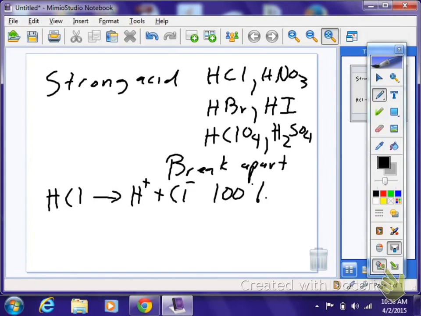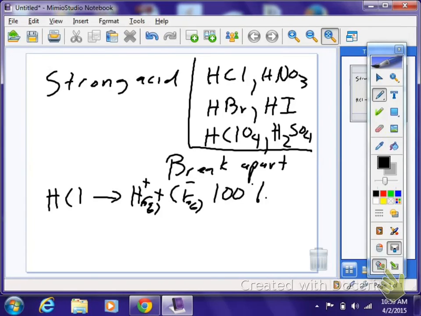And so some of you are wondering, what would it look like if they didn't break apart 100%? We can show you what those would look like. So weak acids, everything else is a weak acid. If it doesn't encompass those 6 acids, then it's considered a weak acid because it doesn't break apart 100%. So this would be aqueous, this would be aqueous, when that breaks apart.